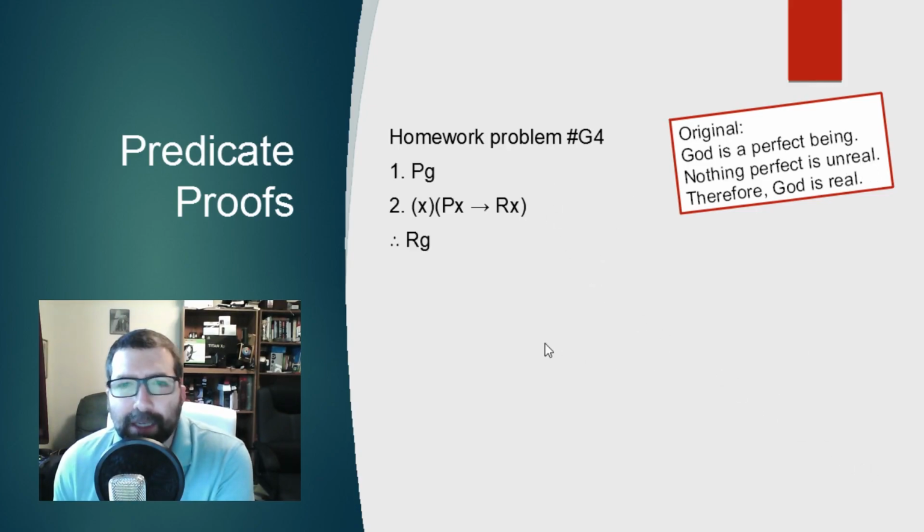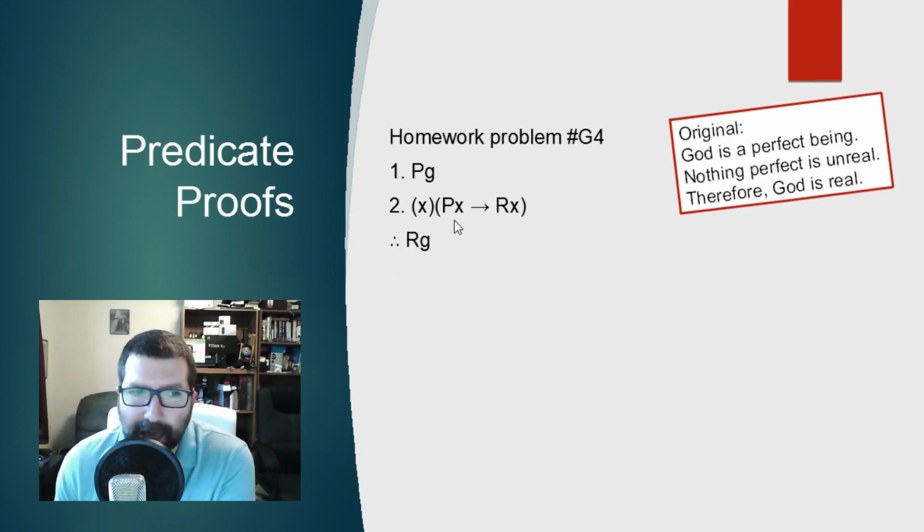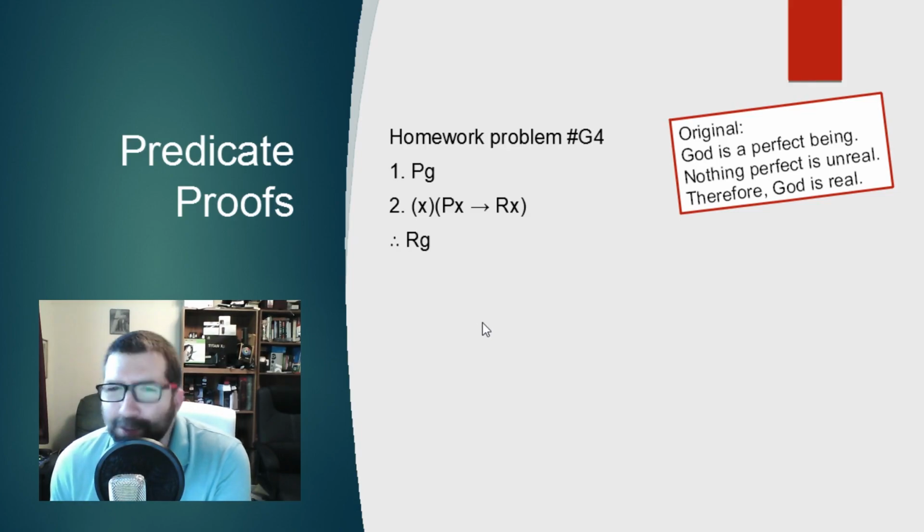So then I translate it like this. God is perfect, so that's just by itself. And then for any x, for anything in the universe, if that thing is perfect, then it's also real. So nothing perfect is unreal. I kind of did it as like a double negative. There's no such thing as a perfect thing that is also unreal. For any perfect thing, it's going to be real. And then our conclusion is, therefore, God is a real thing. God is real. So for this proof, this is very straightforward.